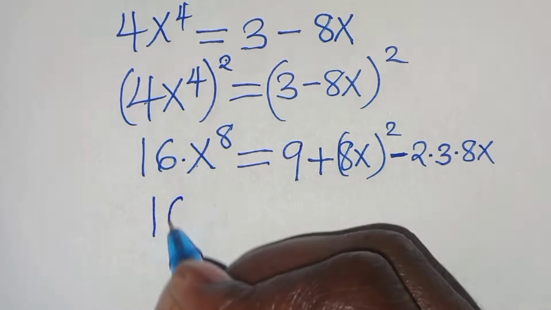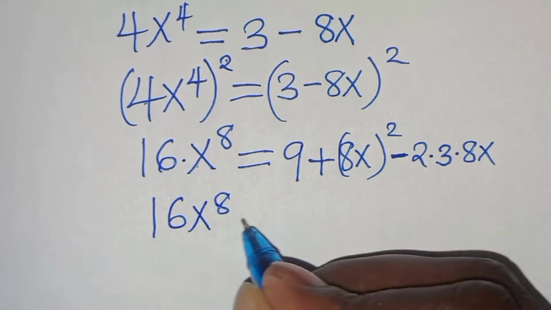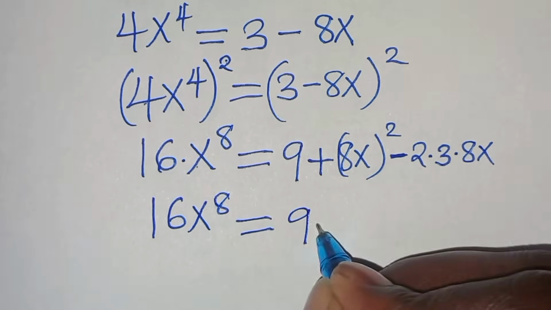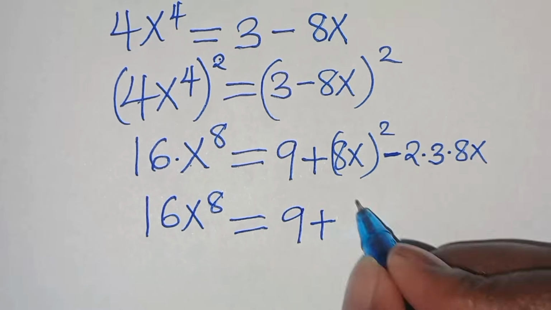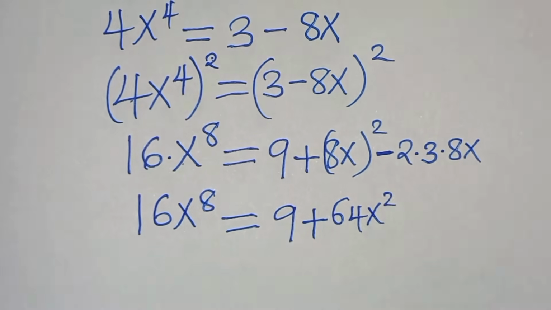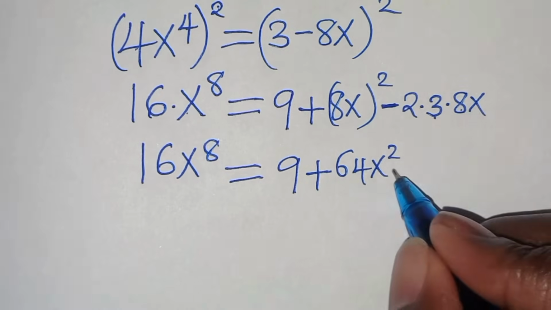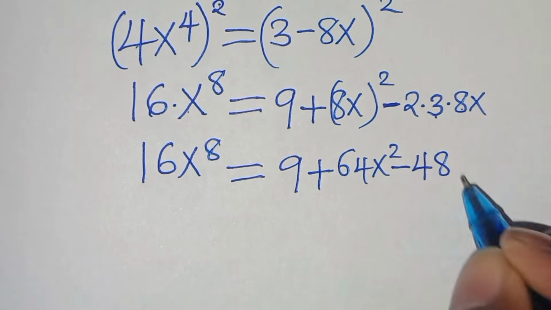So this is 16x to the power of 8. This is equal to 9 plus 64x to the power of 2 minus 48x.